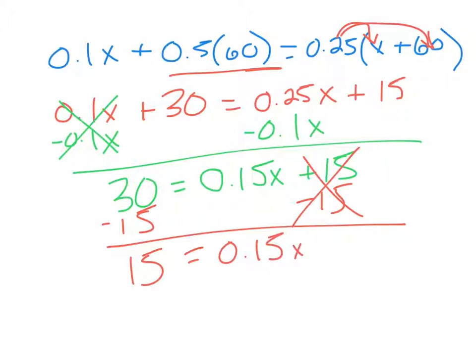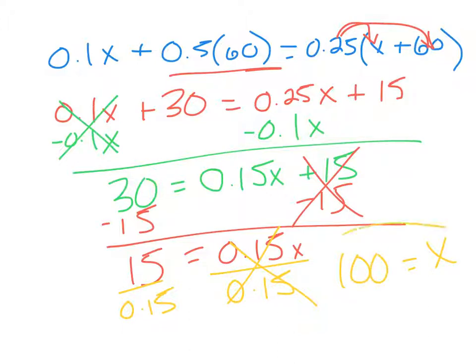To get x by itself, I will have to divide by that 0.15. Since x is being multiplied by 0.15, I have to do the opposite, which is division. That will cancel that out on the right side, leaving me with x. On the left side, 15 divided by 0.15 is 100. So that leaves me with x is equal to 100.